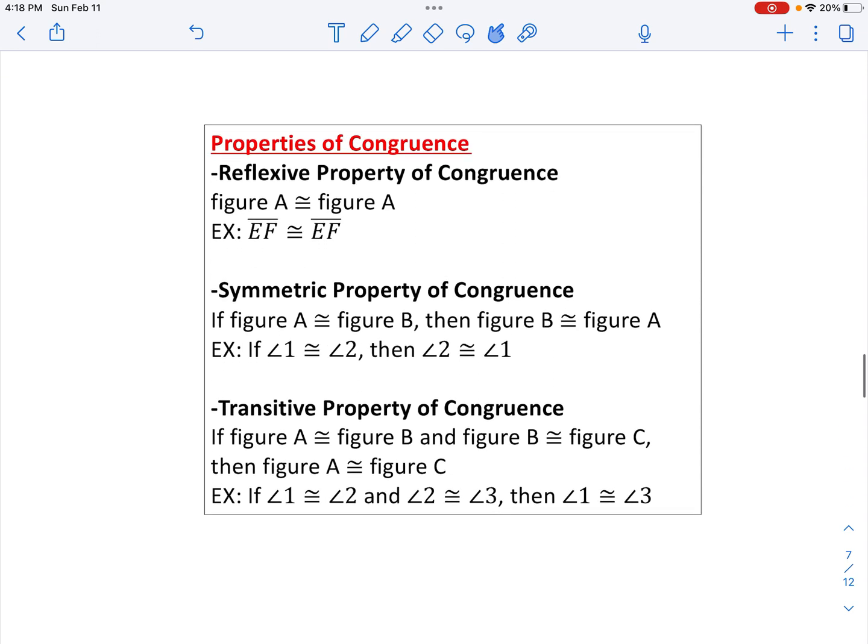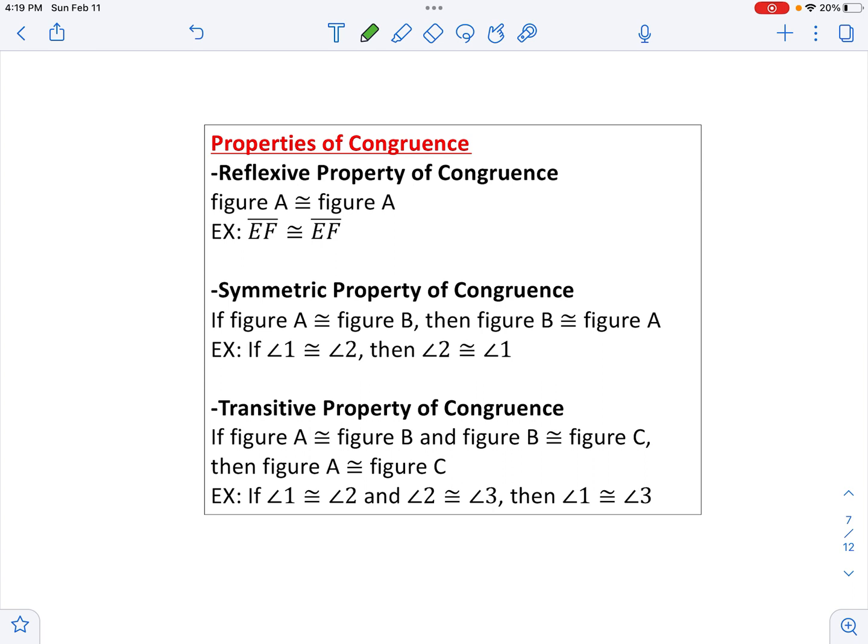Okay, and then lastly, some properties of congruence that are new to you, but I just want to mention, most of these are pretty straightforward. There's something called the reflexive property, which is simply saying a figure should be congruent to itself. So if we say EF, we know that EF is congruent to itself. We will use this a little bit more in triangle congruence proofs, but that's important. And then the symmetric property of congruence simply says if one thing is congruent to another, if you flip them around, they're also still congruent. So if angle 1 is congruent to angle 2, then 2 is congruent to 1. That's kind of like a no-duh.